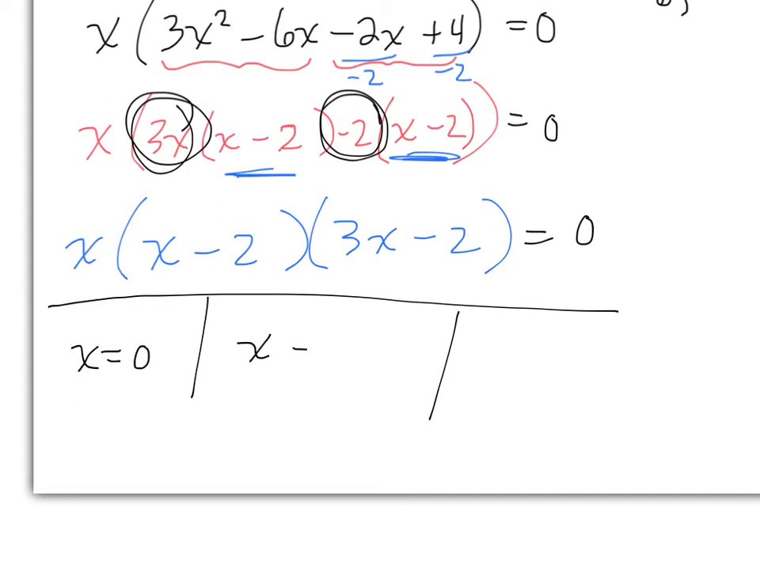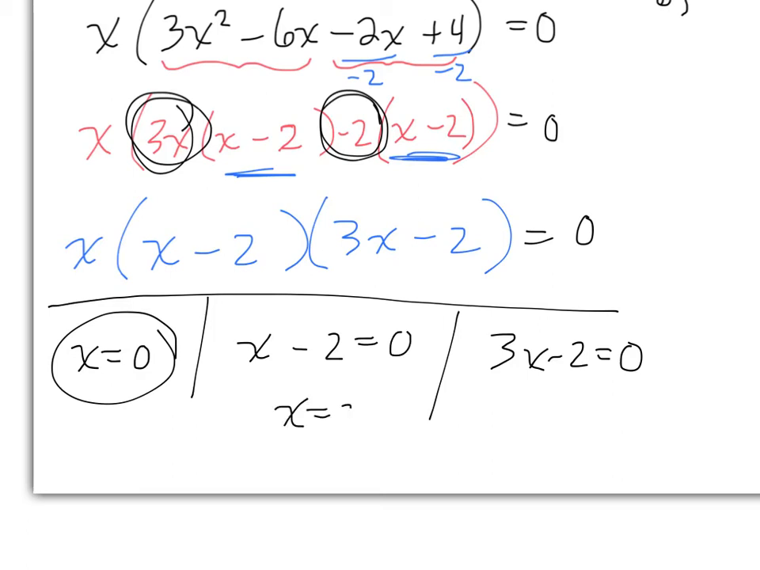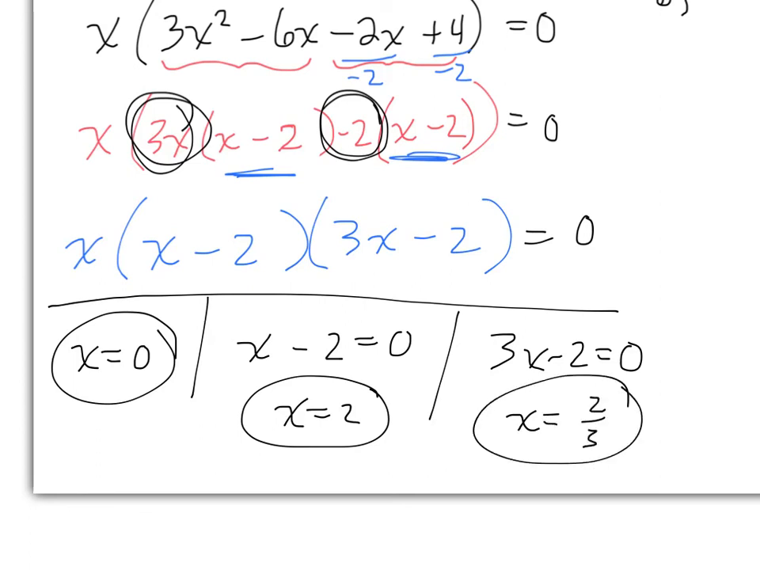So I start by setting each factor equal to 0 and solving. Well, this is already solved. Once I set it equal to 0, it is done. The second one becomes x equals 2. What does the third one become? 2/3. Okay, add the 2 and divide by 3. So I get 3 solutions here, because at most I can have is 3 solutions because it's x cubed.